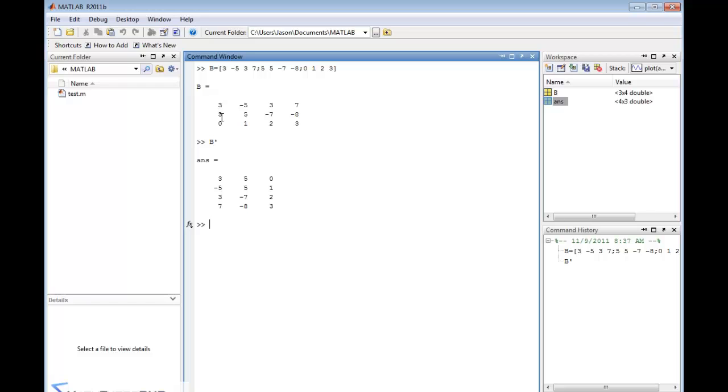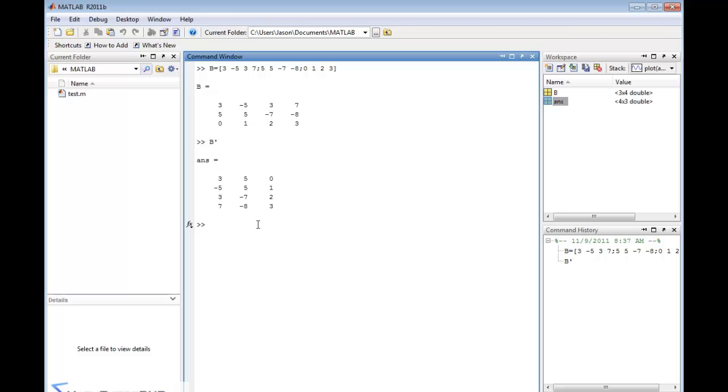So here you have 3, 5, 0. Here you have -5, 5, 1. If you think about it, you can draw a line through this matrix, and we've reflected the matrix over this line, folding it over across this invisible dotted line, so that everything over here is on the left-hand side of the matrix and so on. This is very straightforward. You learn about matrix transposes when you deal with linear algebra. You just use the single quote, and it'll transpose it for you.